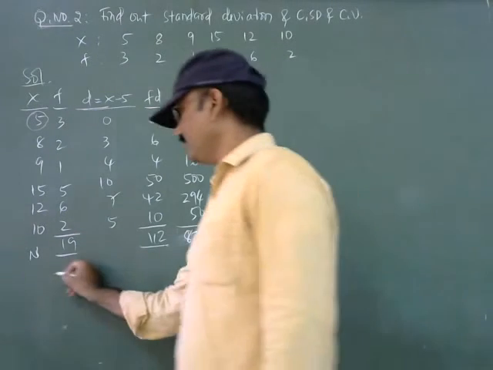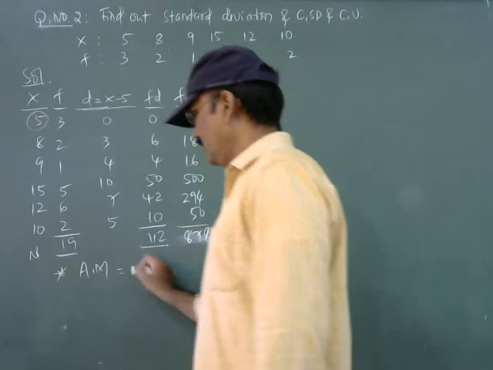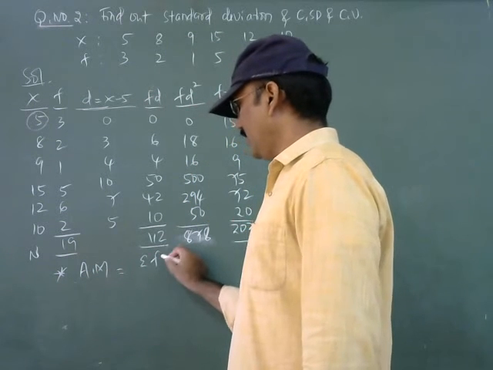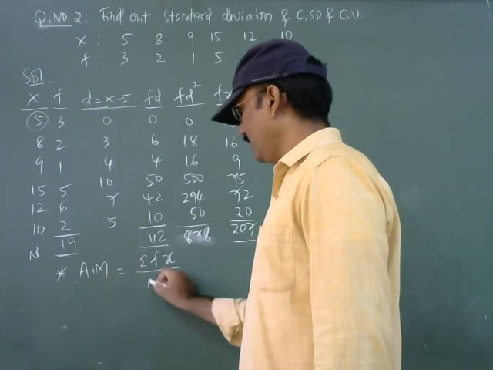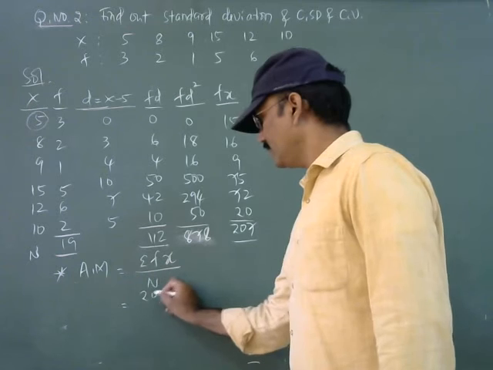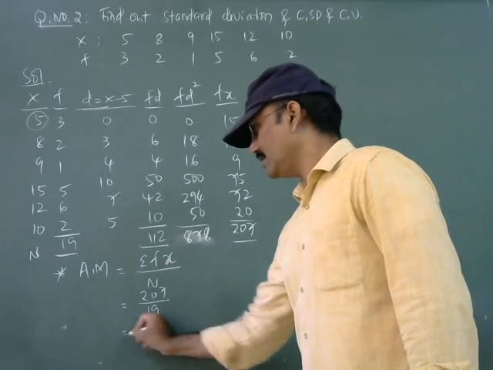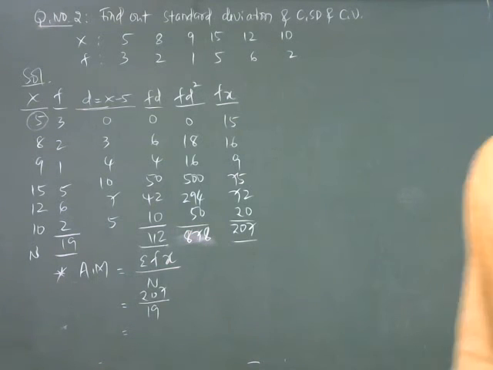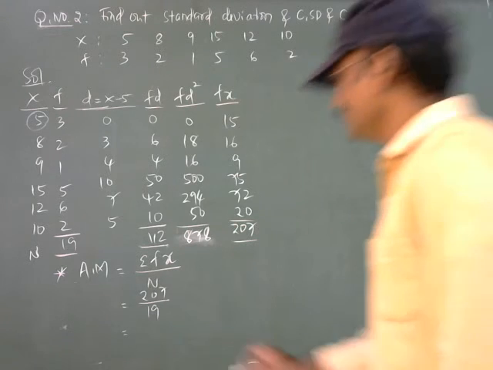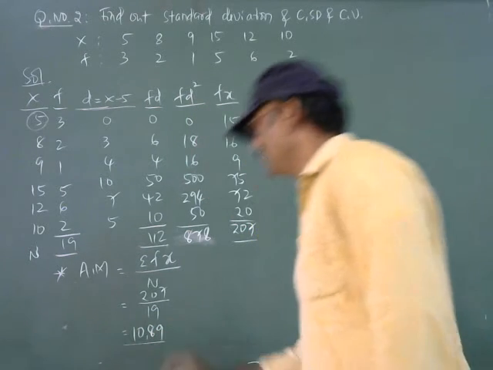Here the formula is very simple: arithmetic mean equals summation of fx divided by n. The fx total is 207, divided by n, which is 19. So 207 divided by 19, if you do it, the answer comes to 10.89. So 10.89 is the mean.